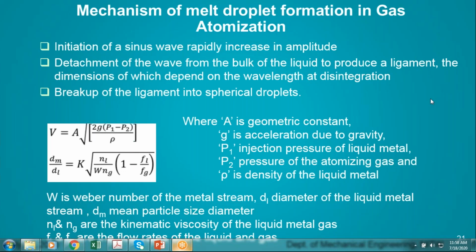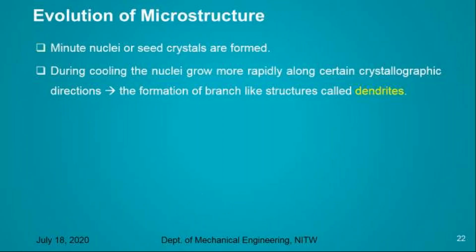And this diameter is measured with respect to the constant, as well as the flow rates of this liquid and the gas. Based on this flow rate, we are able to determine the diameter of the mean particles which we are going to come across during the formation in this gas atomization process.